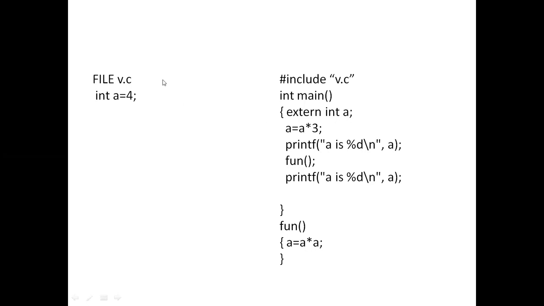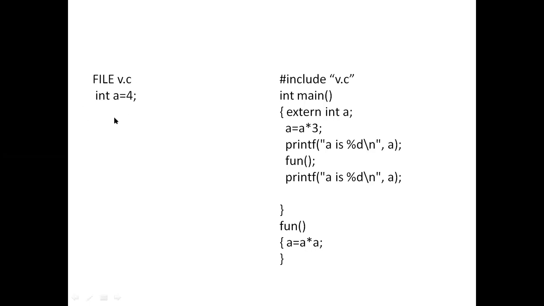Now listen, what we are doing: #include v.c. Now what is this v.c? This is actually a file that only contains a = 4. Sometimes in one program you don't write anything like #include, you are only writing int a = 4, which is in the global area. So this variable is the global variable. You can name this file v.c.